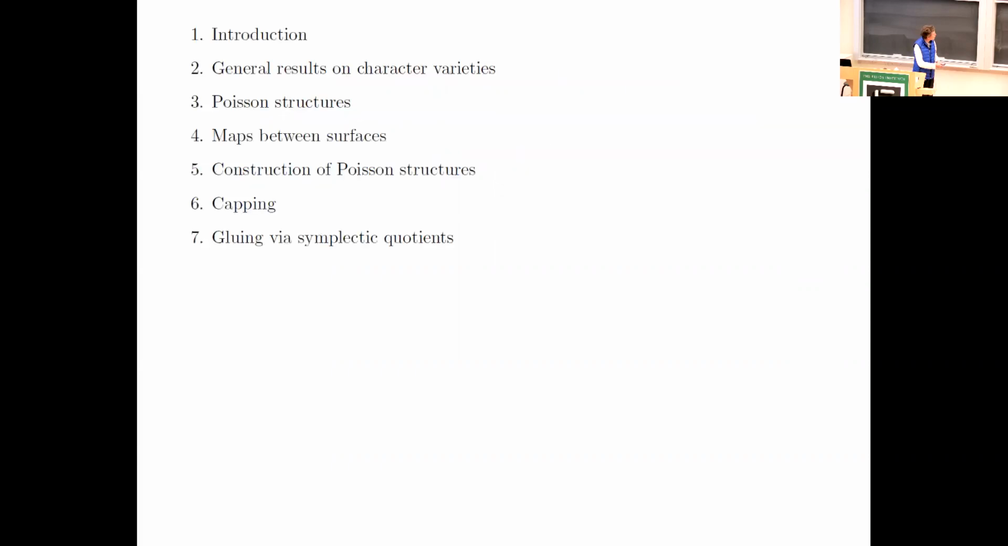So I will go through general material on character varieties, studying their Poisson structures, studying their behavior under maps between surfaces, meaning oriented 2-manifolds, sometimes with boundary, and the construction of these Poisson structures, and procedures for changing from one surface to another, capping, and finally I will talk about gluing via symplectic quotients. That part relies on quasi-Hamiltonian manifolds, quasi-Hamiltonian spaces.